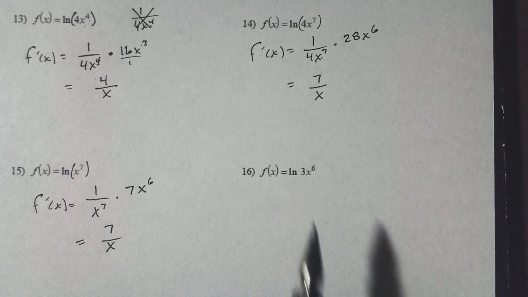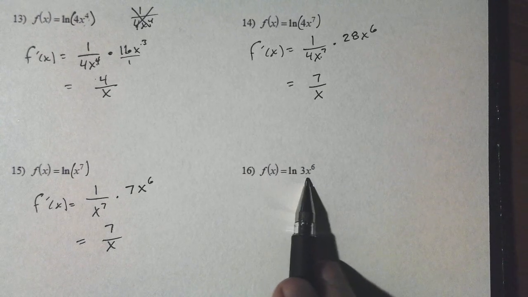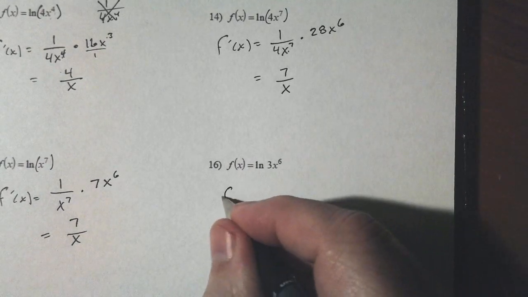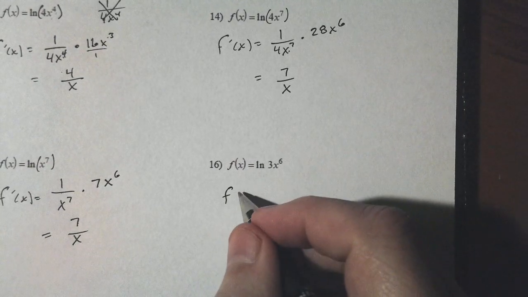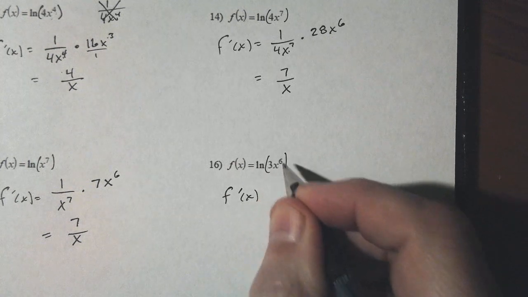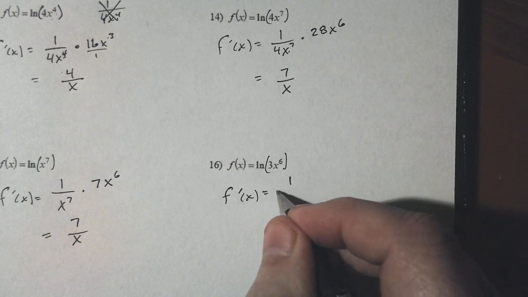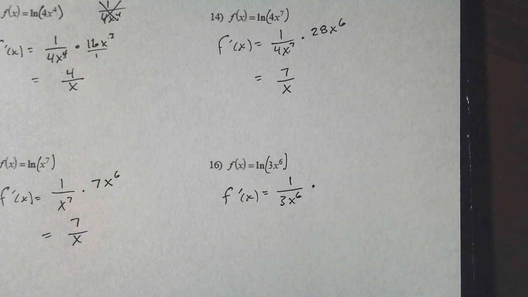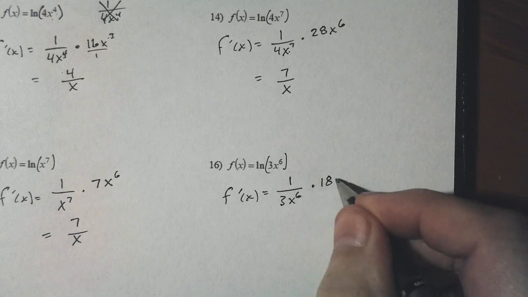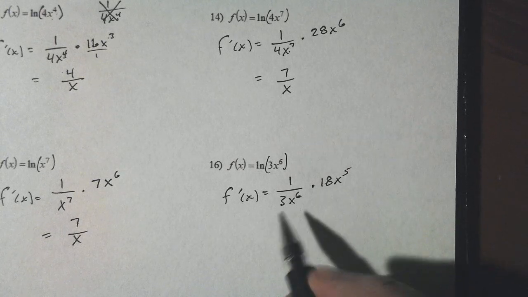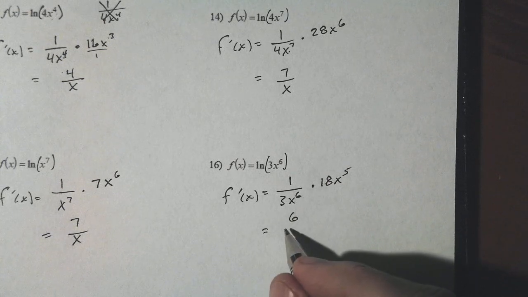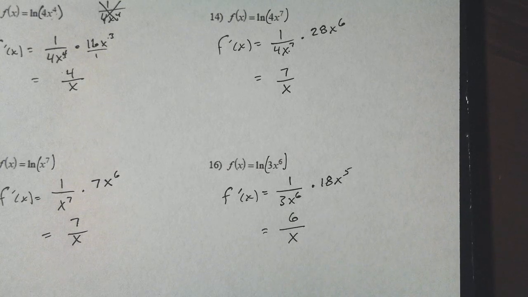Probably not a bad time just to have you try to take a guess at what this one is, if you can see some patterns developing here, and then we'll go ahead and go through the process. F prime of x equals treat the mama, 1 on, leave the baby alone, 3x to the 6th, times treat the baby, 18x to the fifth, 18 and 3 reduced to 6, 5x's reduced to 6x's to just a single x.